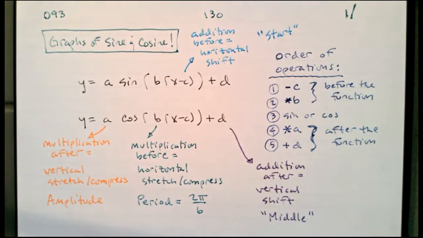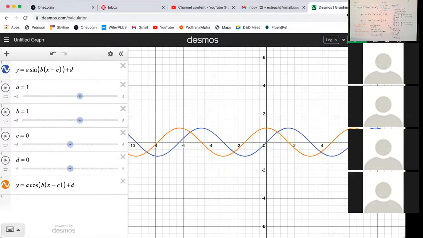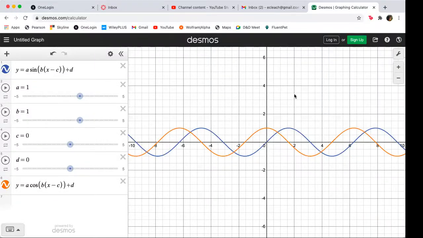So let's see. Here it is. So you should be looking at my graphing calculator. And I have just generically y equals a sine b of x times x minus c plus d in blue. And then in orange, I've got the cosine. Right now, everything is set at the default. So the amplitude is 1. The period is 2 pi.